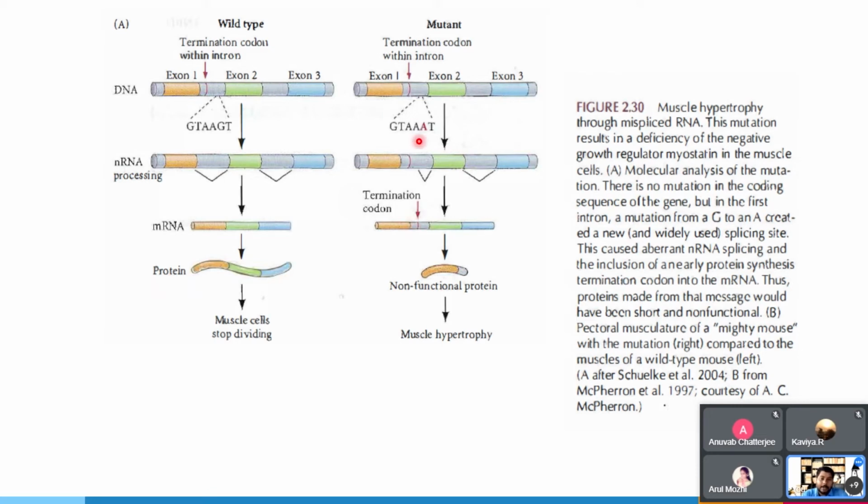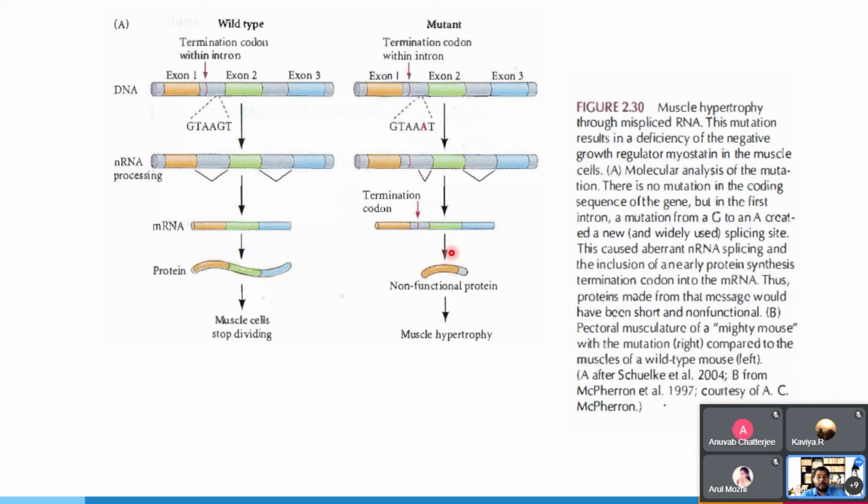What now occurs is that since there is a termination codon present in the intron itself, when the ribosome starts translating, there is a premature end to the translation, and only exon 1 is translated, which obviously gives rise to a completely non-functional protein.